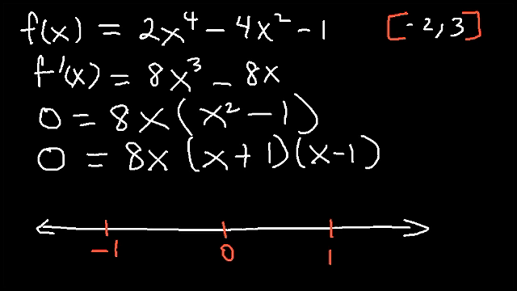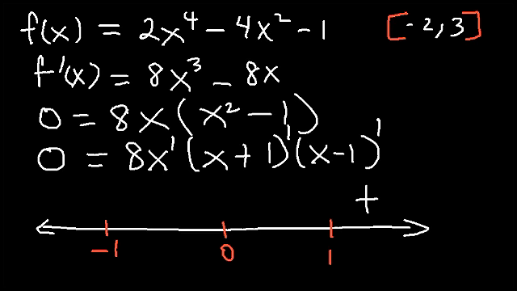Now, let's determine the signs. If we plug in a number greater than 1, let's say 2, 2 minus 1 is positive, 2 plus 1 is positive, 8 times 2 is a positive number, so everything is going to be positive.